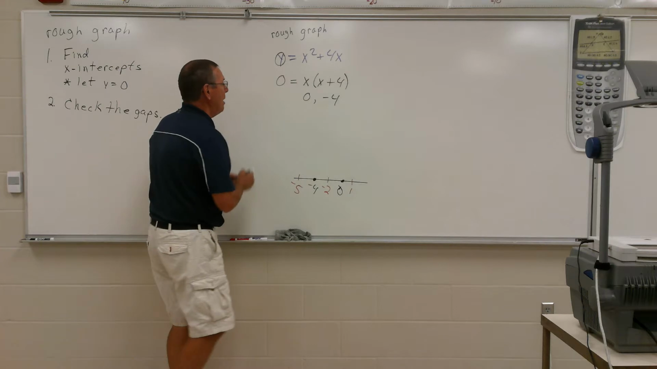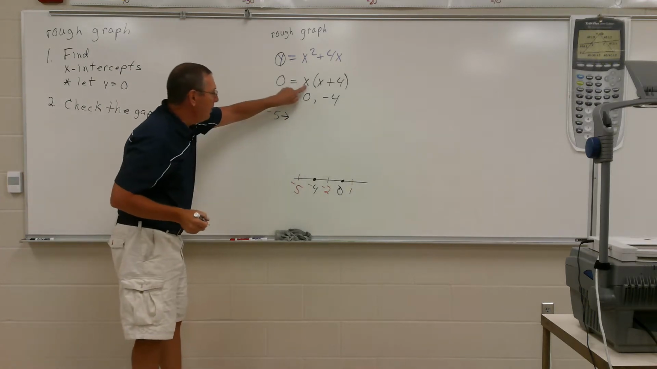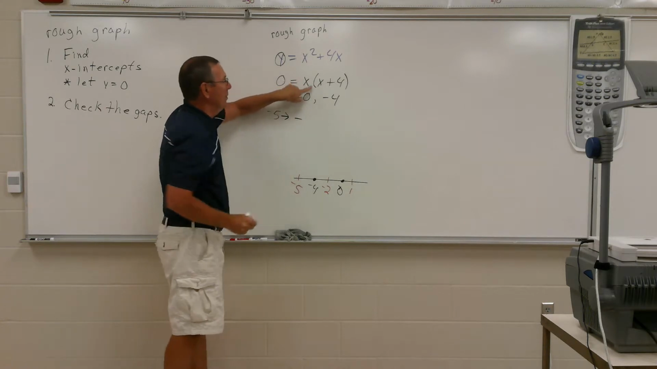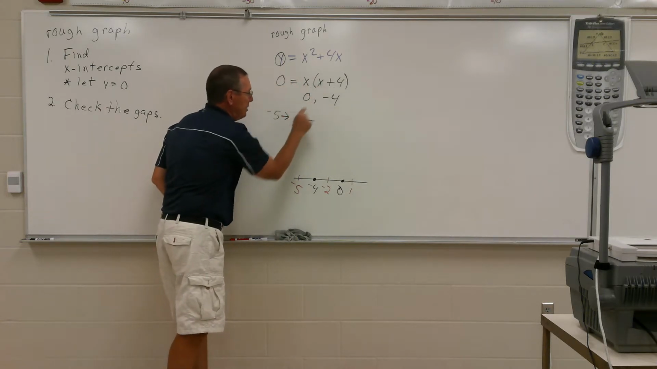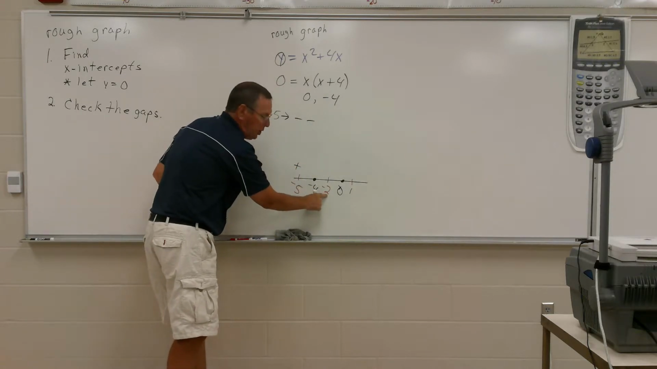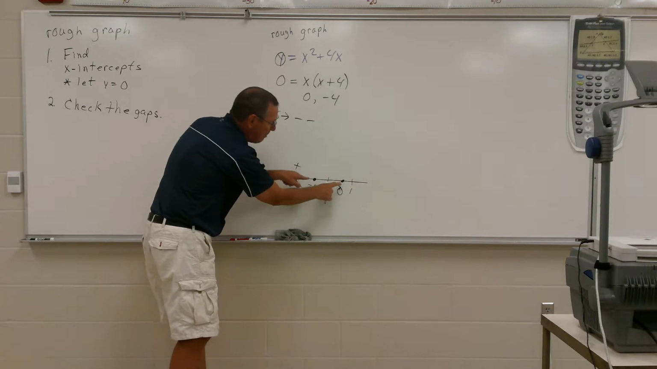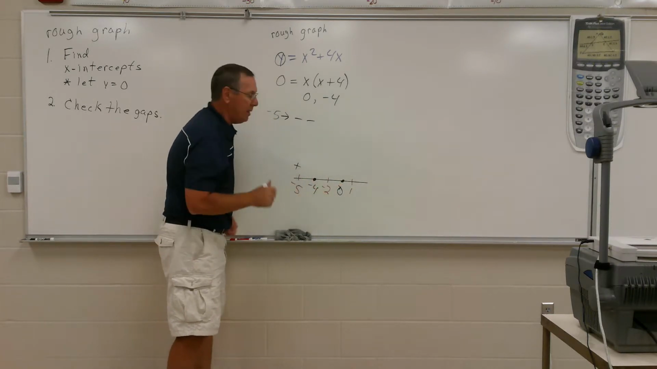Just like the last problem, I'll check my -5. If I put a -5 there, that guy's negative. -5 plus 4 will give me a negative number. These things are times each other. A negative times a negative is a positive. My next gap, I'm checking the -2. That's why I make these round. Don't check those guys or you get a 0. Check numbers that are in the gaps.